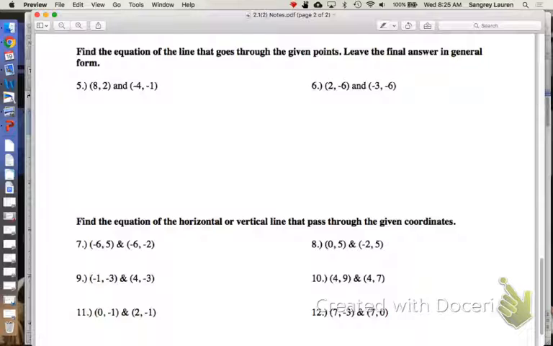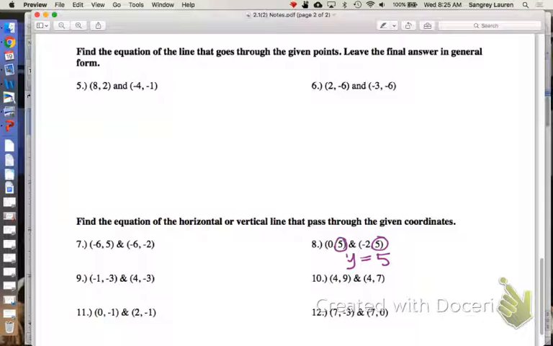Okay. Going to look down at the last section. These are the shortcut ones. We want to find the horizontal or vertical line. So you're looking for the same number in either the x value or the y value. So for number 8, your y values are the same. They're both 5. So that means the line is y equals 5.